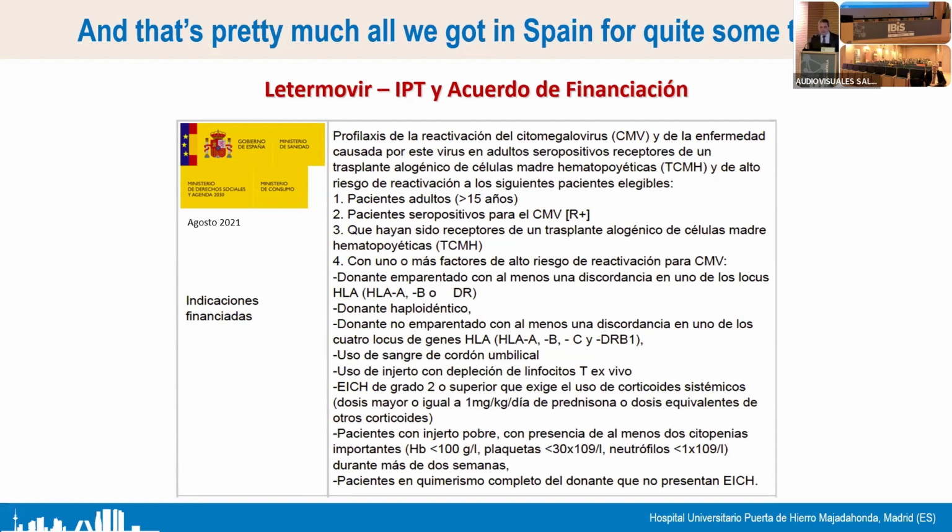And then they gave us a number of criteria, and this is the criteria that we've been working with and that we've been authorized to prescribe letermovir for since August 2021. And before that, not even with it. That is 3 years longer than anywhere else. FDA approved November 2017, and EMA approved January 2018. Look at these fast approvals. The paper was published December 6, 2017, and it was approved very quickly. The change in the overall outcome that this brings was so important that the regulatory agencies internationally approved it very quickly. However, in Spain, it took over 3 years to do this.